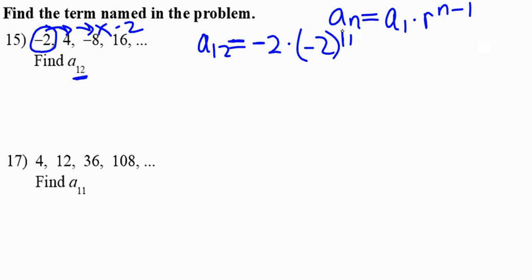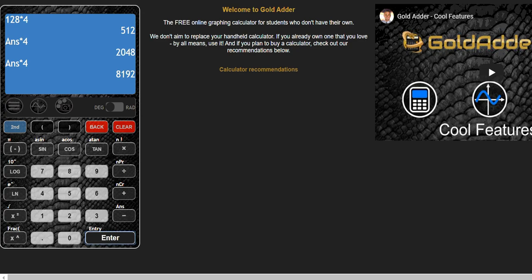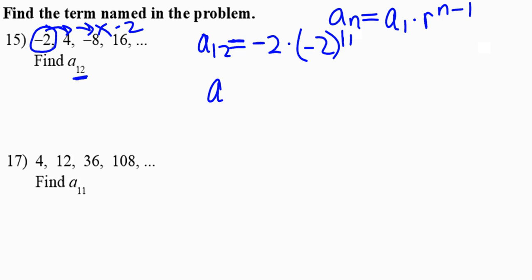Find the term named in the problem. I definitely want a calculator for this. I'm going to do -2 times -2 to the 11th power, 4096. So the 12th term, A12, equals 4096.